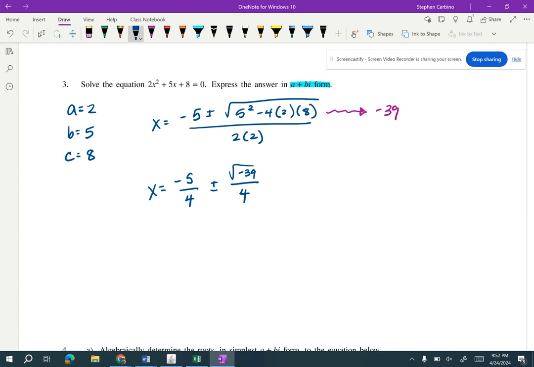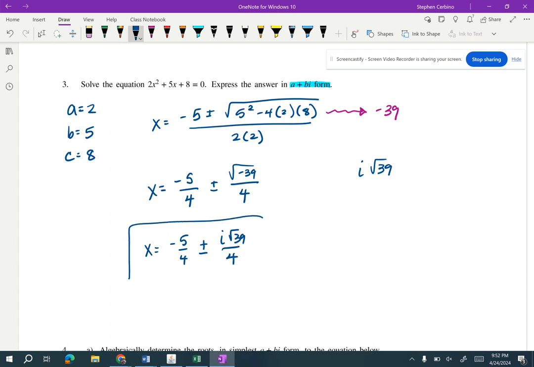So I've got to simplify this square root of negative 39. Well, that's going to become i square root of 39. And then there's no perfect square that's a factor of 39, so that's actually simplified. So we could say x equals negative 5 over 4 plus or minus i square root of 39 over 4.